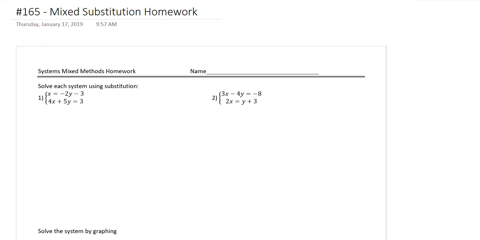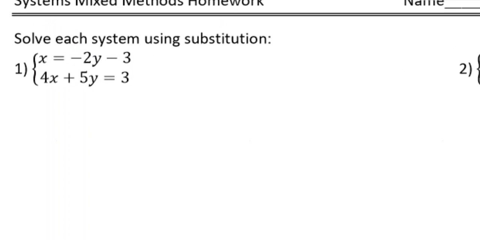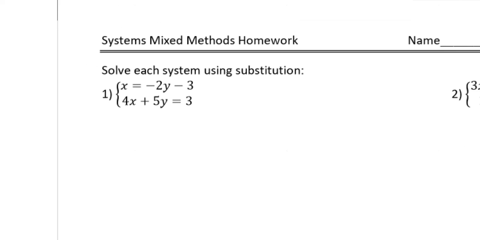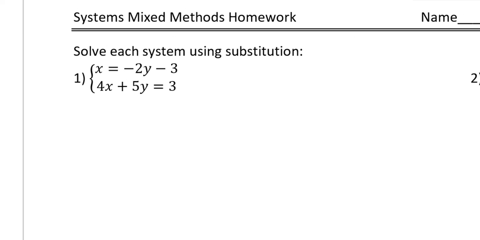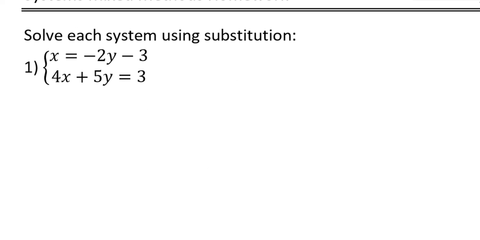So the first problem, if we take a look at number 1, we have just a system that we're solving using substitution. So in this case, fortunately, we already have one of our equations in the form x equals. Remember, you have to always start by either making x equals or y equals. You don't have to do any work for that in this case. You can find that x equals negative 2y minus 3.